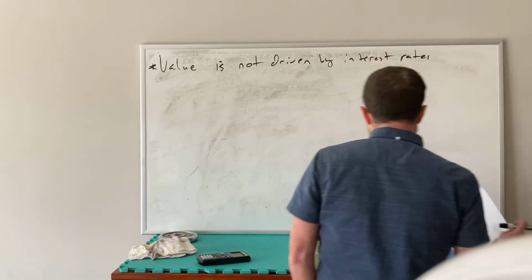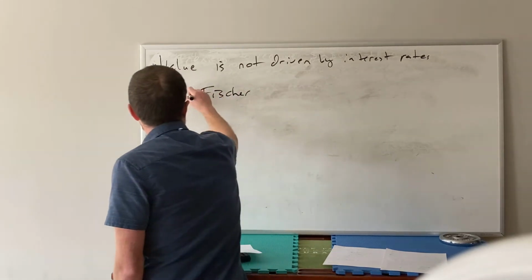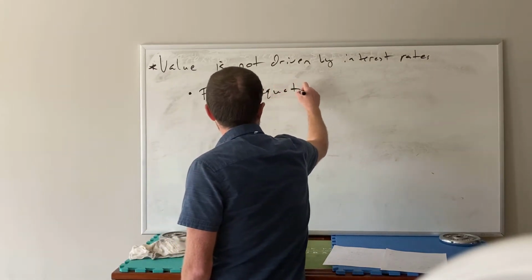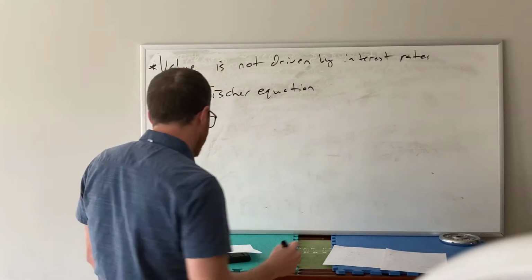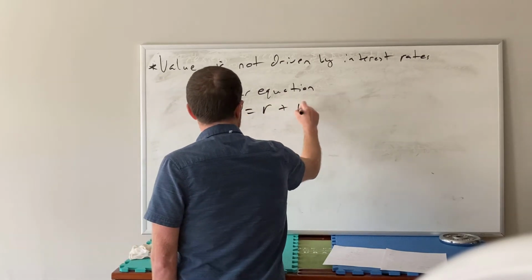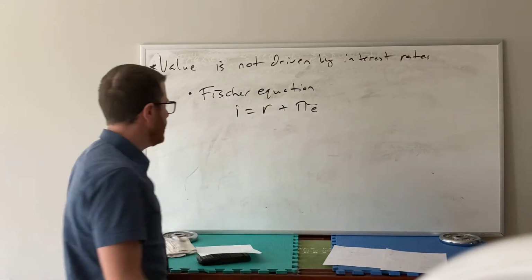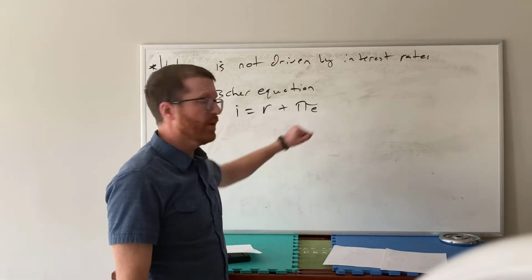So this seems like a nice time to introduce another simple idea. This is all simple ideas in this chapter. Something called the Fisher Equation. Maybe you haven't heard of that term before, but I bet you've seen this formula. The formula looks like this: i = r + π^e.